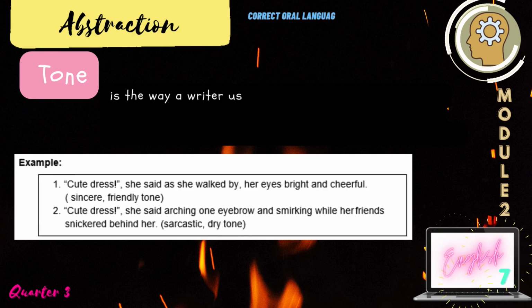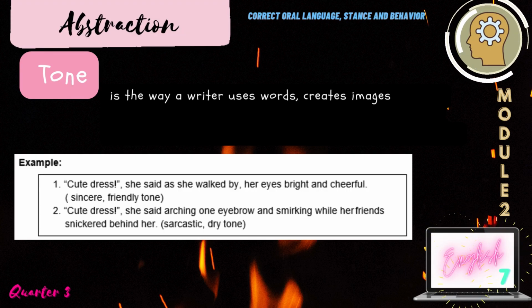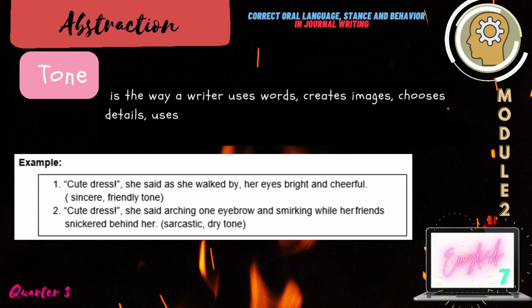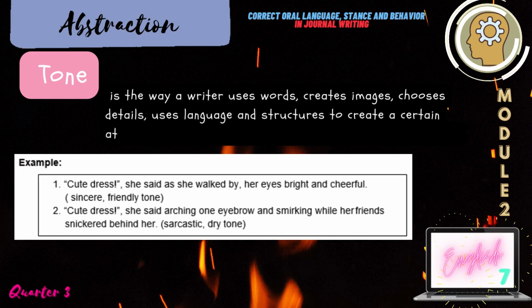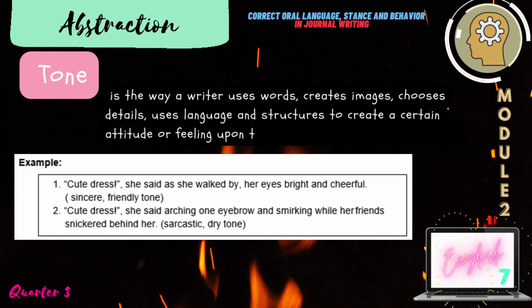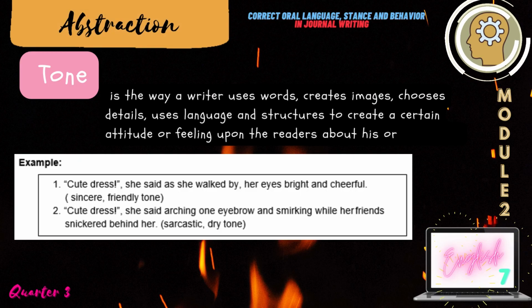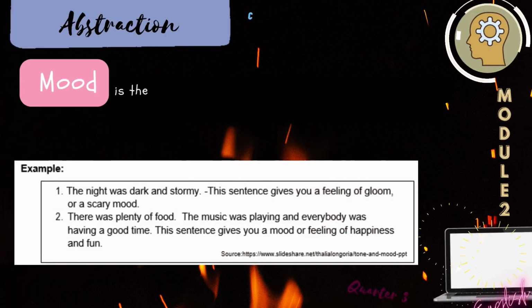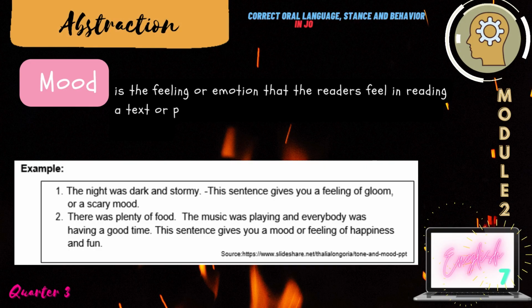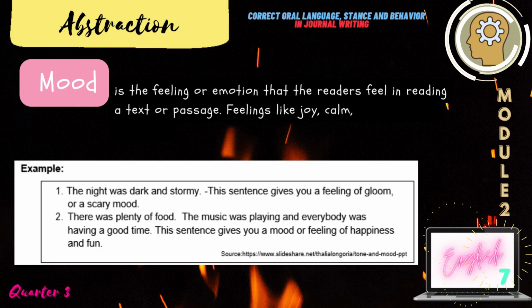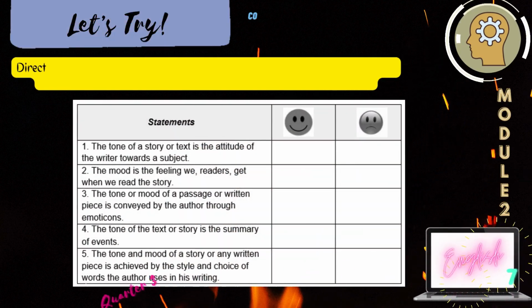Now we'll have tone. Tone is the way a writer uses words, creates images, chooses details, and uses language and structure to create a certain attitude or feeling upon the readers about his or her topic. Tone can be positive, negative, or neutral. Tones can also be cheerful, depressing, exciting, intense, pessimistic, playful, sarcastic, serious, and a lot more. For mood, it is the feeling or emotion that the readers feel in reading a text or passage. Feelings like joy, calm, peace, and anger are examples of mood.